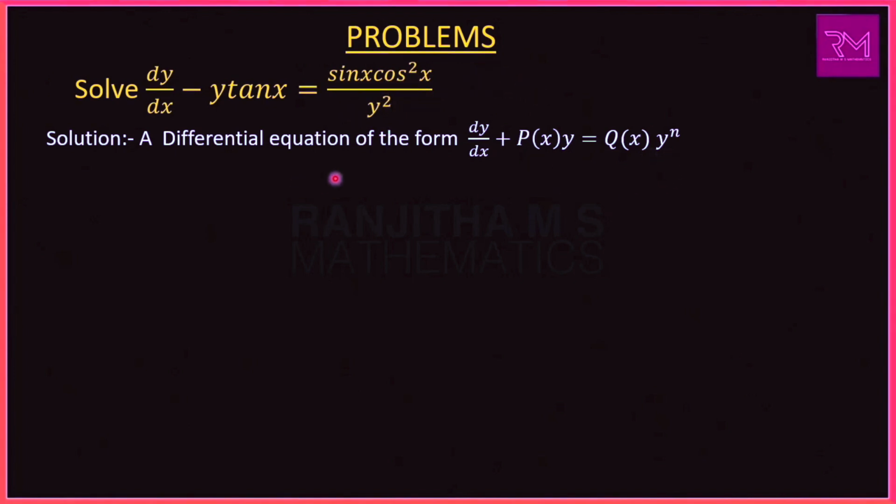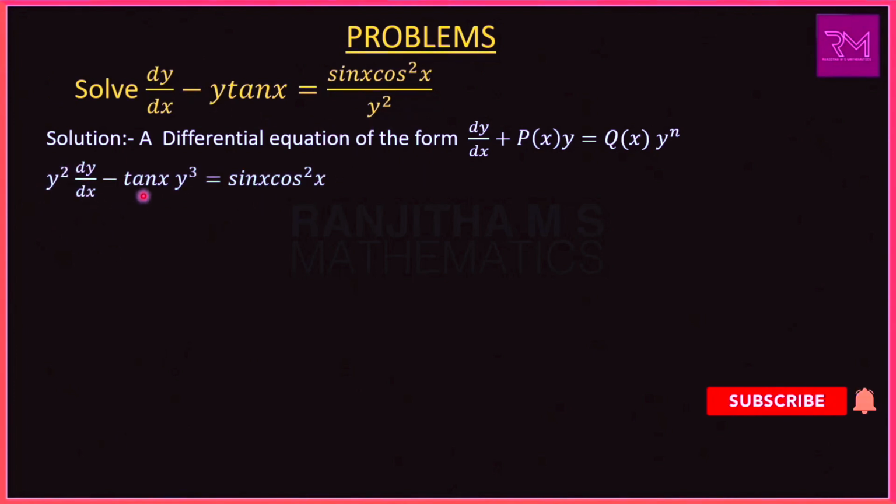So clearly this is a Bernoulli's form equation. We have to reduce this form to a linear differential equation. For that, take this y square to the left hand side. We get y square into dy by dx minus tan x into y square into y, which is y cube, equal to sin x into cos square x. Call this equation number 1.